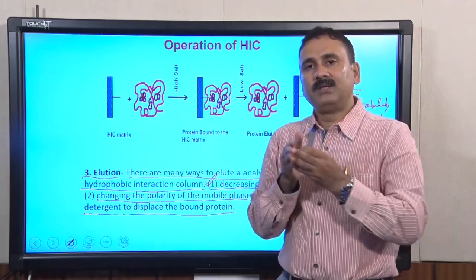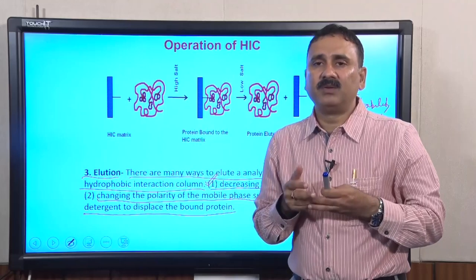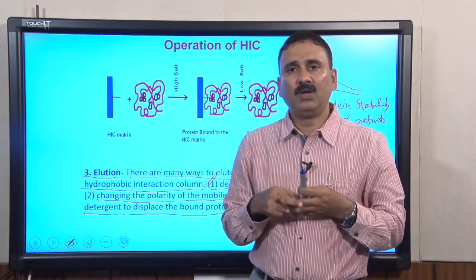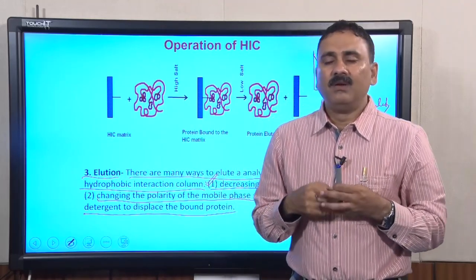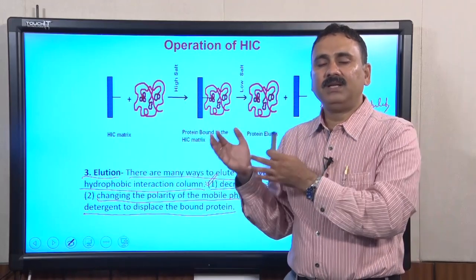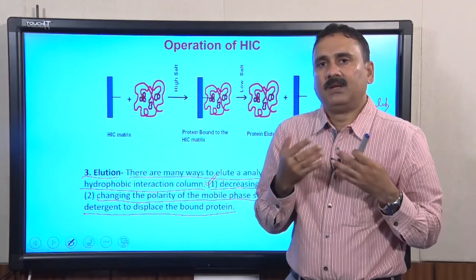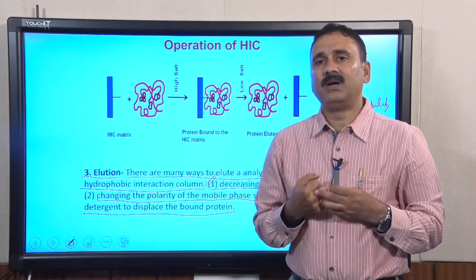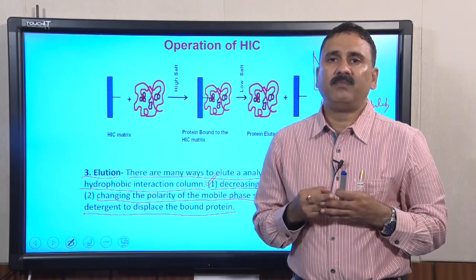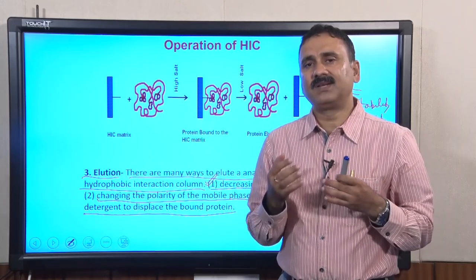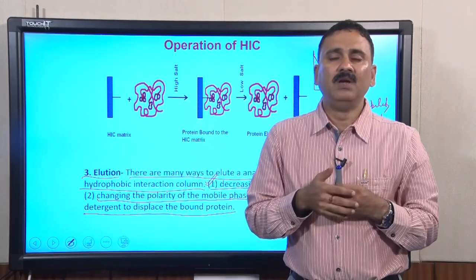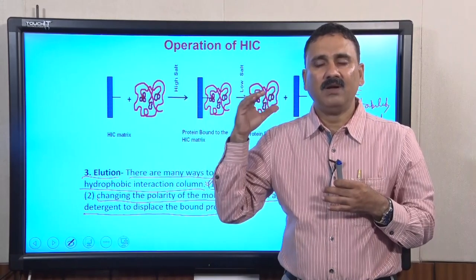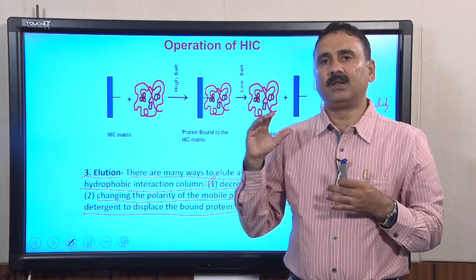But as long as they go up to the alcohol, there is a possibility that the protein they elute will probably be active. But beyond that, if they supply the acetone or hexane, you would still be able to elute the protein from the beads, but that eluted protein may not be active, because most of the proteins' structures are not stable enough to sustain such kind of harsh hydrophobic solvents.